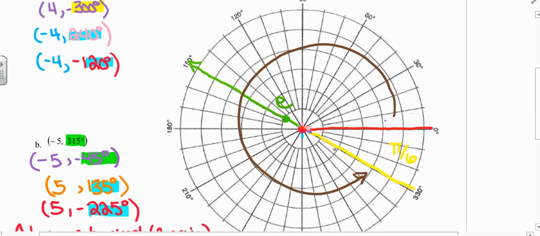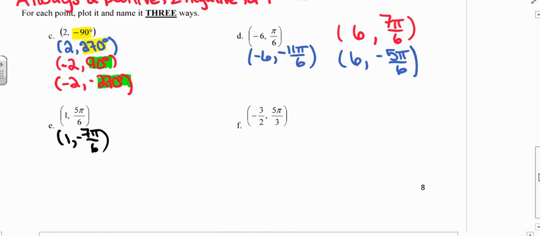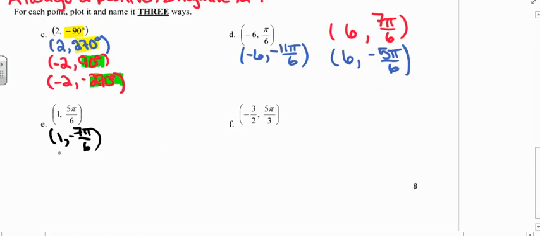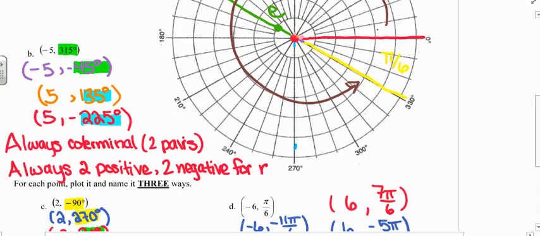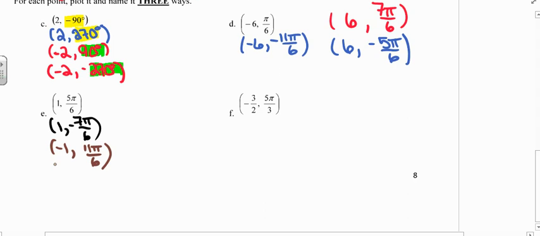But in the instance that I ended on that yellow ray, I would have to reflect through my polar or my pole to get to point E, so my radius would be -1. So -1 and 11 pi over 6 will also name that same point. And if I were to go clockwise to that yellow ray, well, that would be -pi over 6 with a radius of -1.